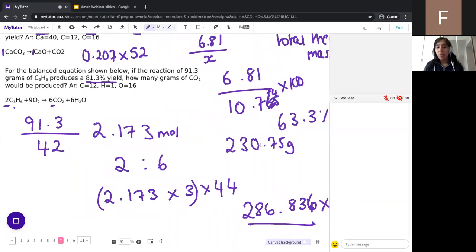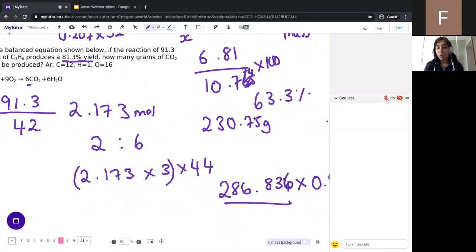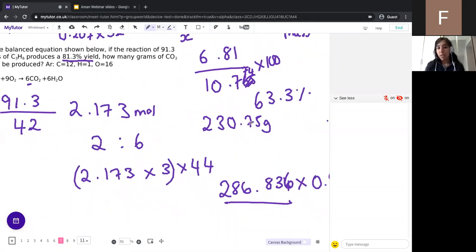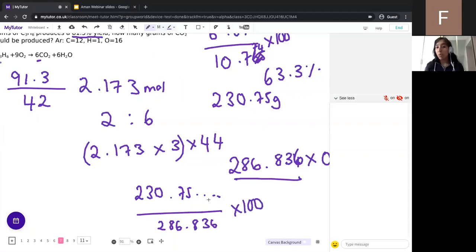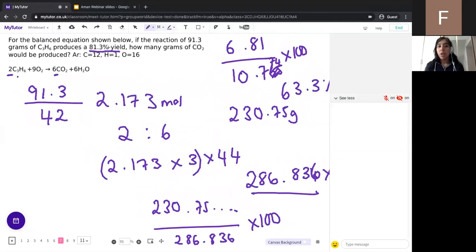So remember, if, for example, they told us we produced 230.75 and we needed to calculate the percentage yield, and we know that the total theoretical mass is 286.836, we would just do 230.75 divided by 286.836 times 100, and you should get 81.3. So this was just working the other way. So we worked out the total theoretical mass, and then we did 81.3% of that.